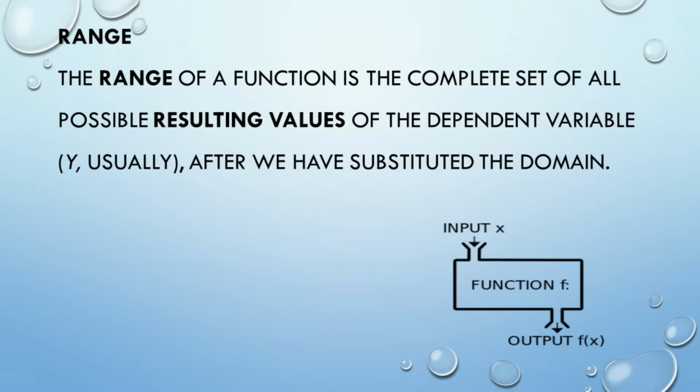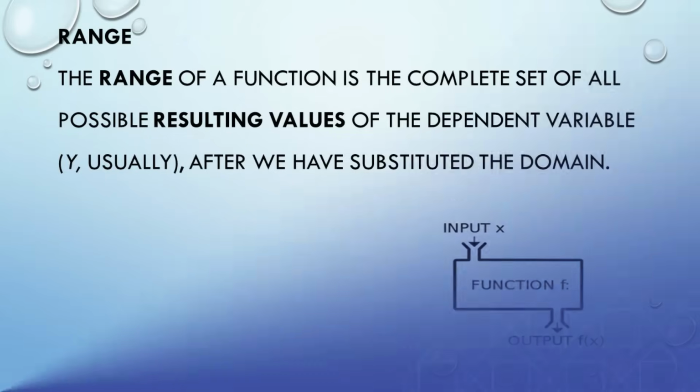Resulting values. What is the meaning of that? Resulting means when you substitute into the function, after simplifying you will get a value. Those values together make the range for that certain function.